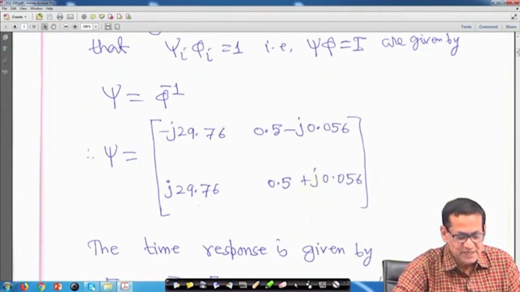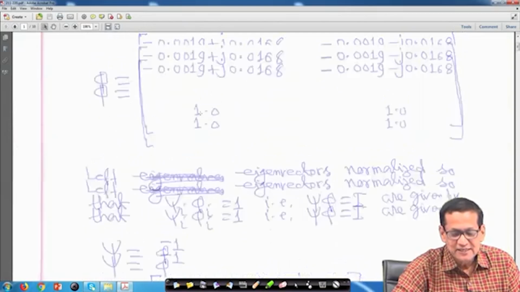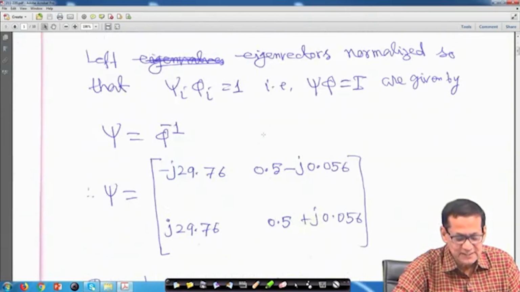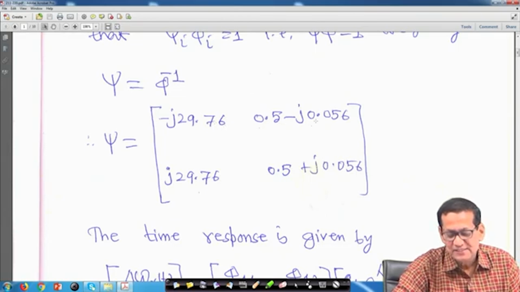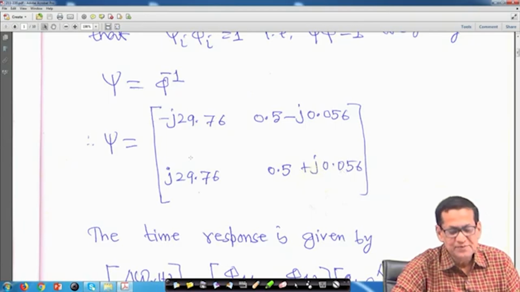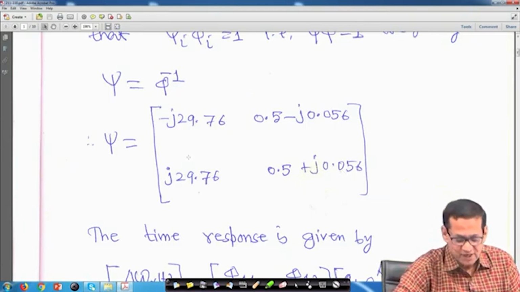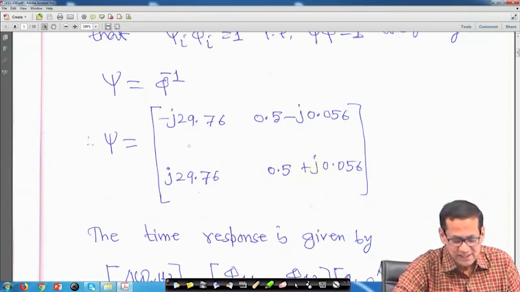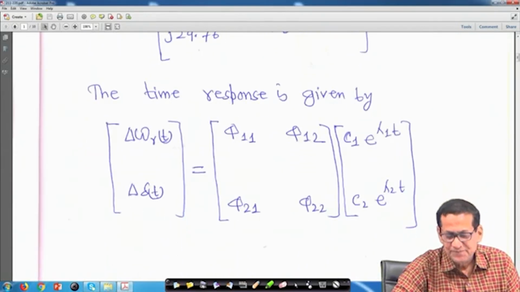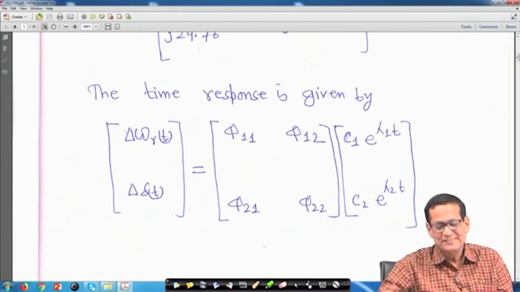So, psi is equal to, if you take the inverse of this matrix, it will come like this: minus j 29.76 and 0.5 minus j 0.056, and this one also j 29.76 and 0.5 plus j 0.056. So, this is the left eigenvector. Now, we got the right eigenvector, we got the left eigenvector.